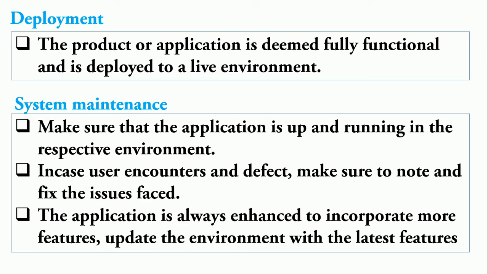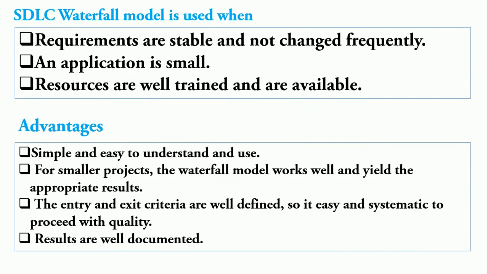Now the question arises, when will we use this model? The answer is very easy. When you have stable requirements, meaning your requirements are not changing frequently, you have fixed requirements, you have to develop only this and it will perform only this operation, then you can use the waterfall model. When your software size is small and your resources are well trained, the people developing the software should be well trained, only then can you use the waterfall model.